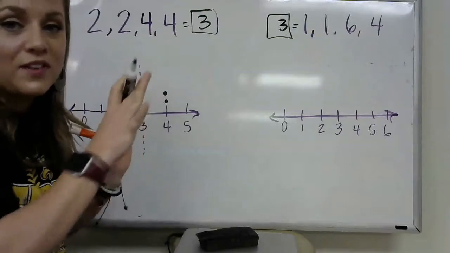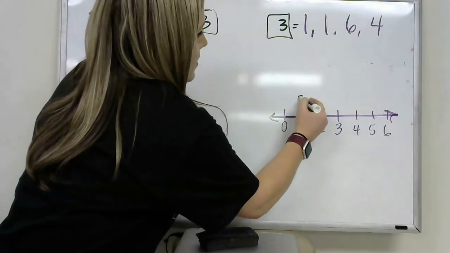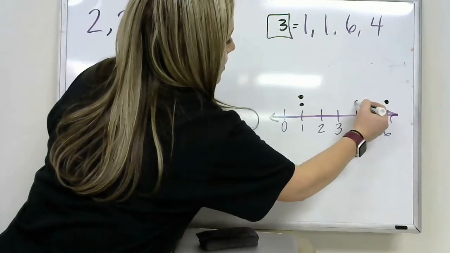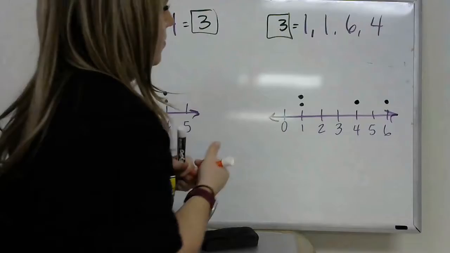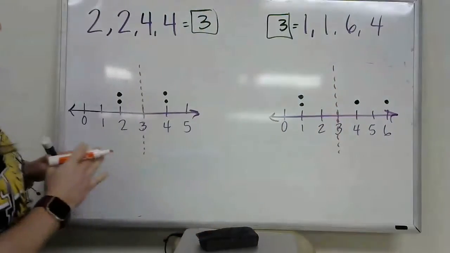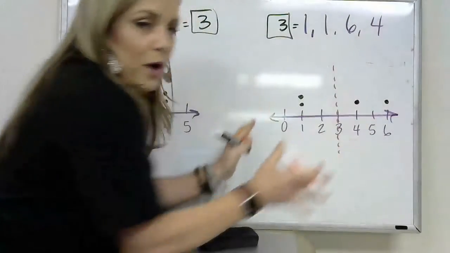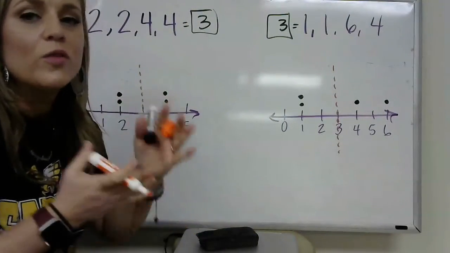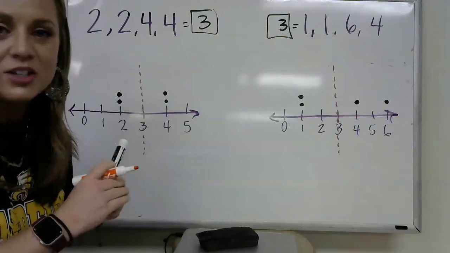All right, so I'm going to plot these points again on a dot plot. I've got two 1s, I've got a 6, and I've got a 4. And my average, again, is 3. But it looks different, right? Because these look closer to the average, and these look kind of spread out from the average. But it's still the same average. So this is where we're going to find the mean absolute deviation.